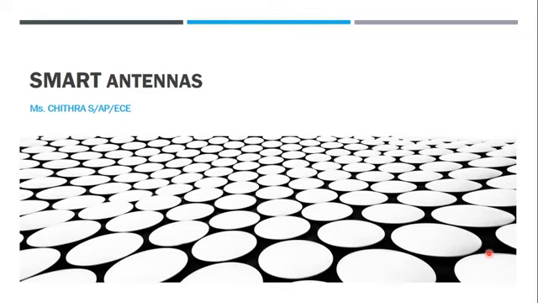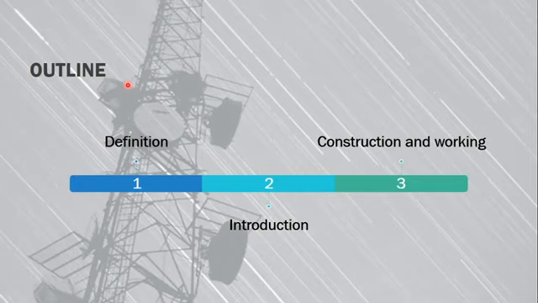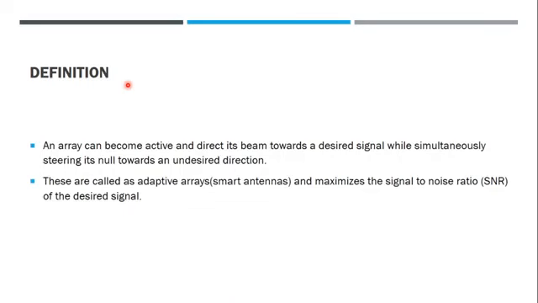All, the topic that we are going to see now is the smart antennas. So coming to the outline of this presentation, we are first going to see the definition of smart antennas, then the basic introduction about how to achieve smart antennas, and finally the construction and working of smart antennas. Now, starting with the definition of a smart antenna.